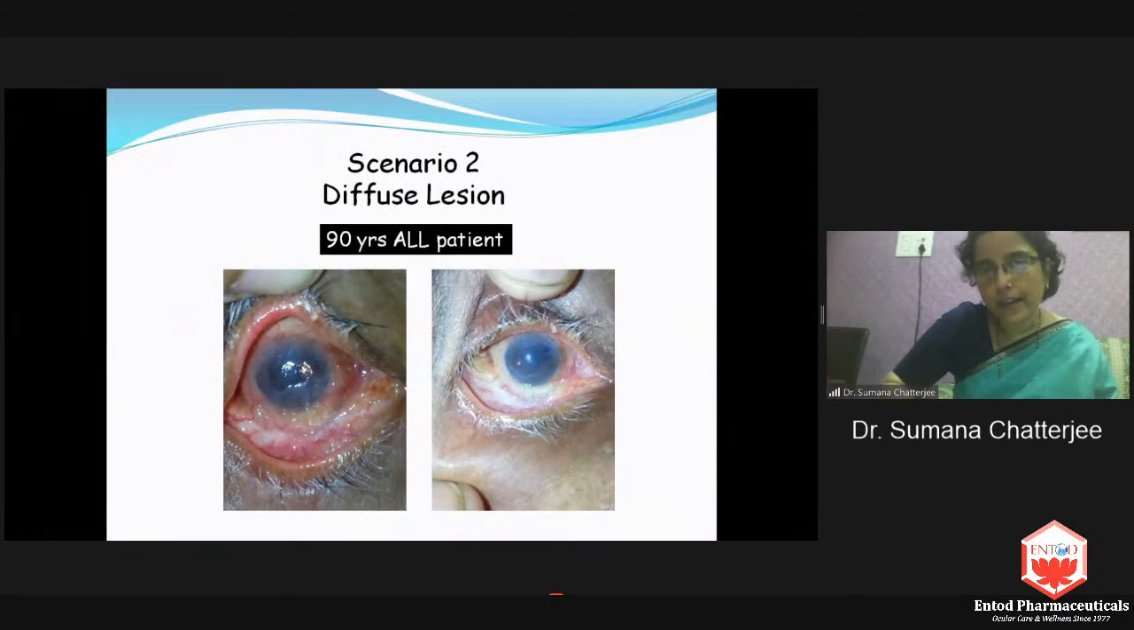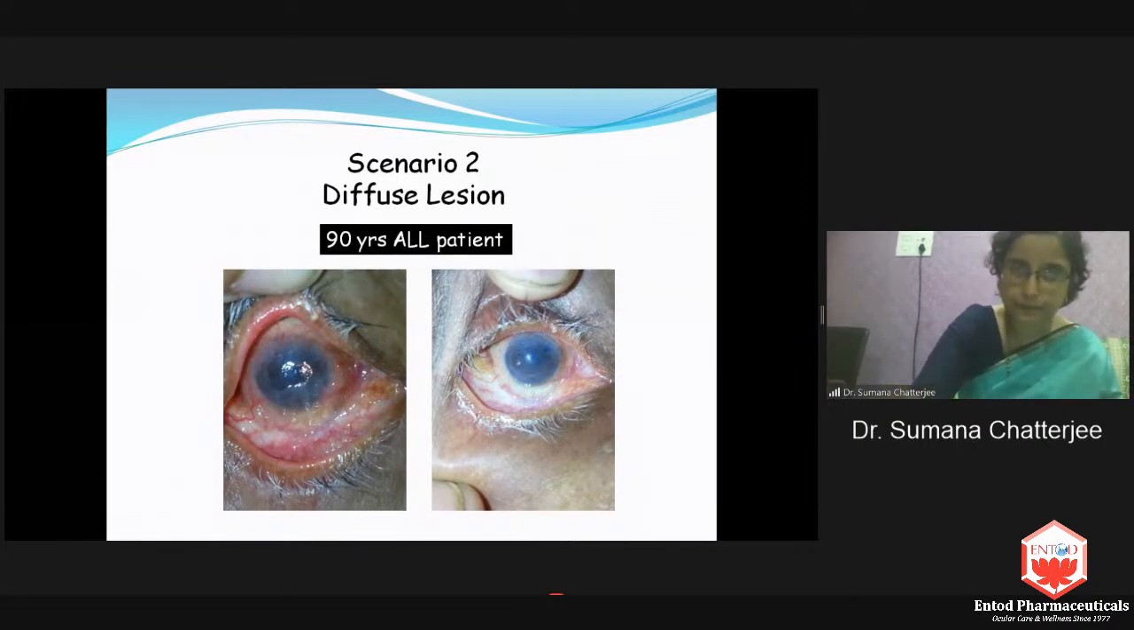The second scenario is in case of a diffuse lesion. This 90-year-old debilitated man with this diffuse lesion, for whom I started mitomycin C, could not tolerate beyond 2 cycles, though he showed signs of resolution. For him, interferon was continued for almost 6 months.